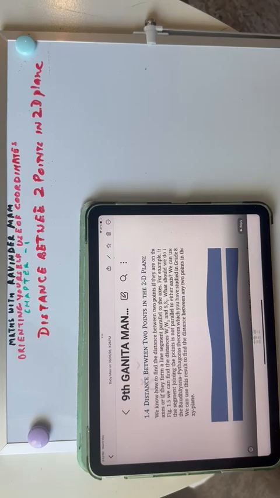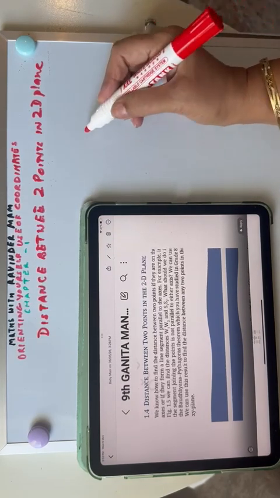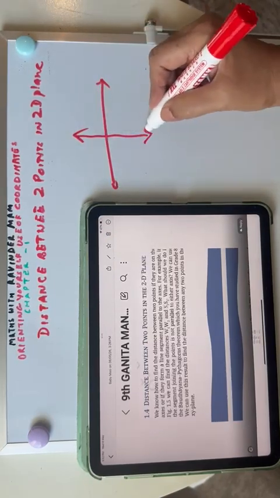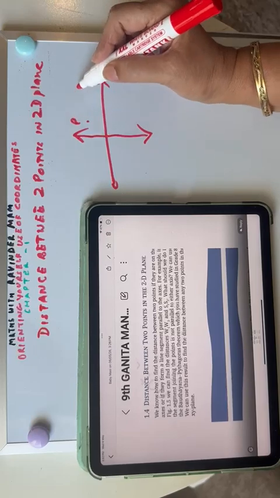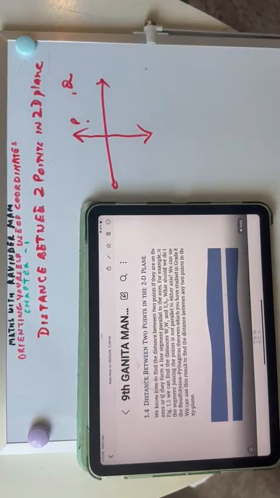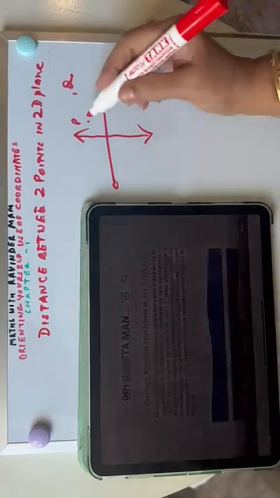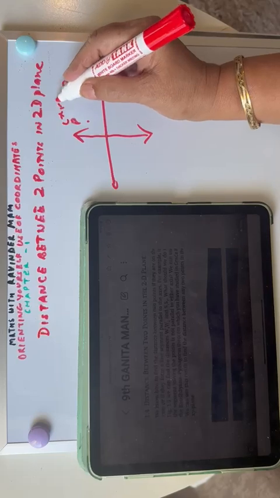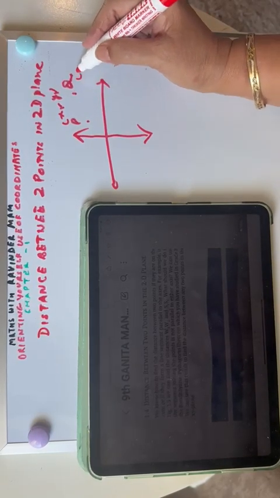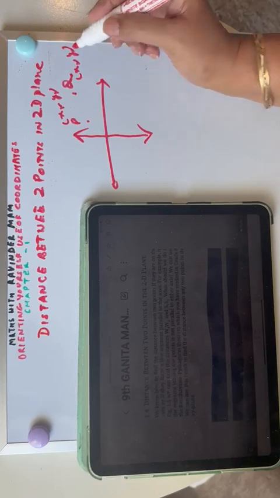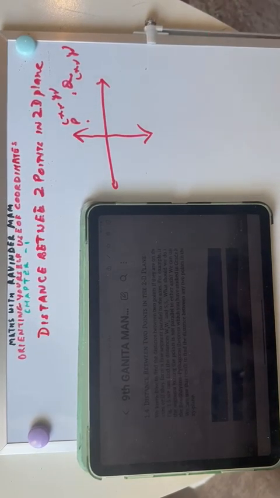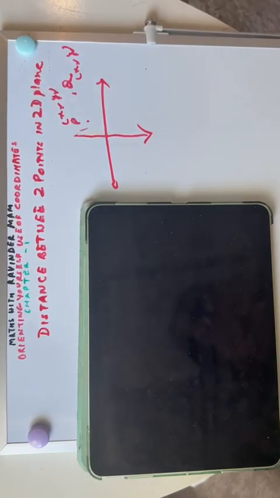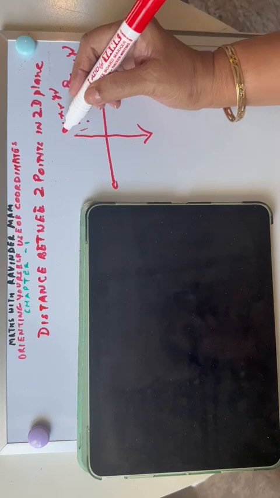But now the question is, if there are any 2 points in the plane, suppose this is the plane, and there are any 2 points, this is P and this is Q. So how to find the distance between these two? Let P be (x1, y1) and Q be (x2, y2). To find the distance between these 2 points, we cannot simply subtract x2 minus x1.